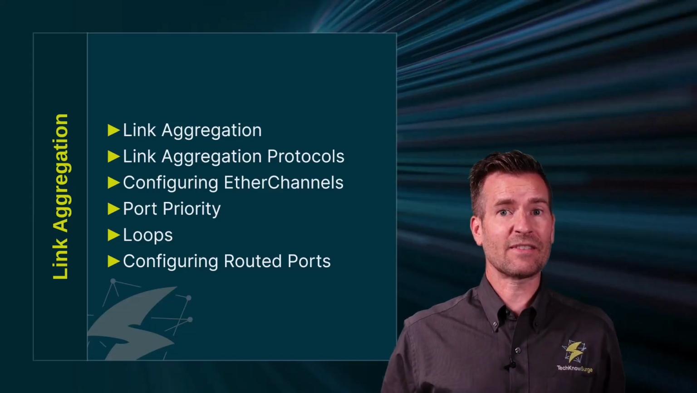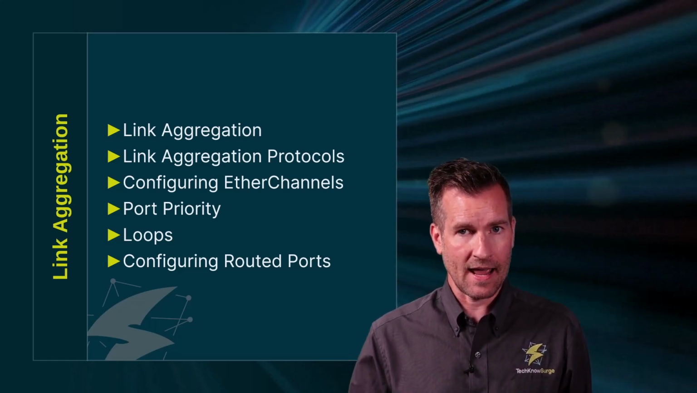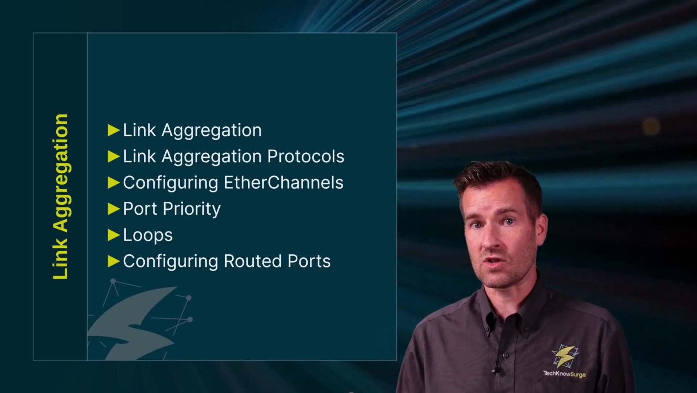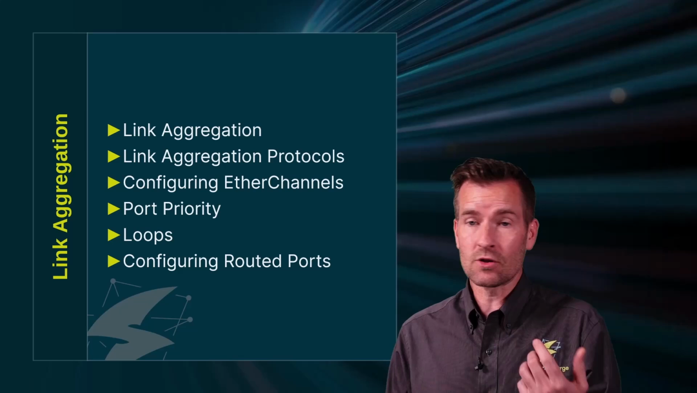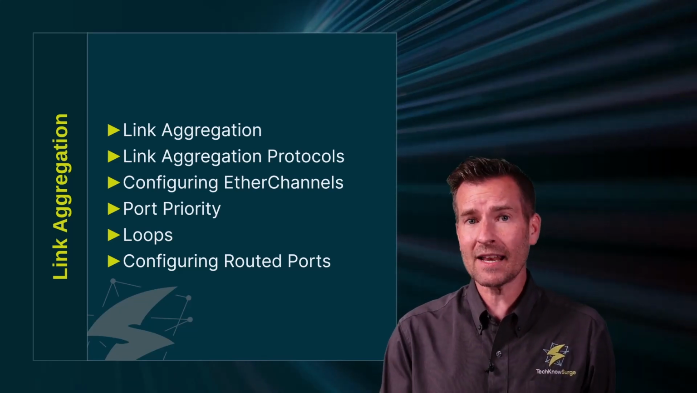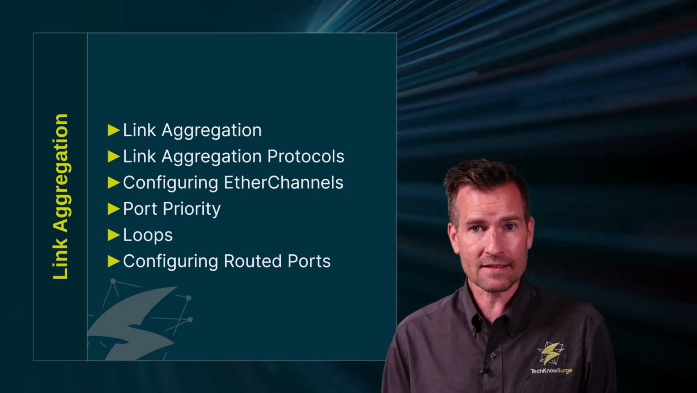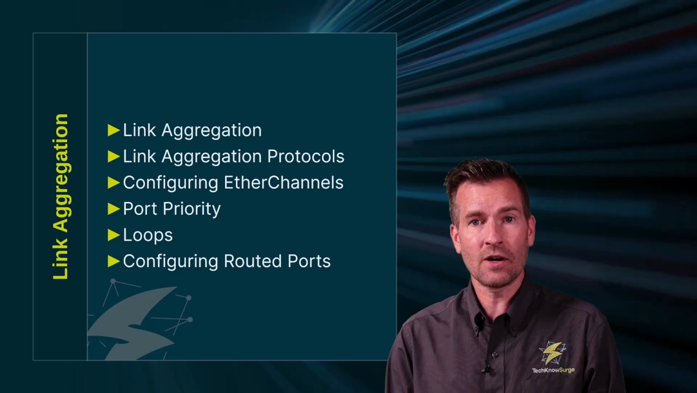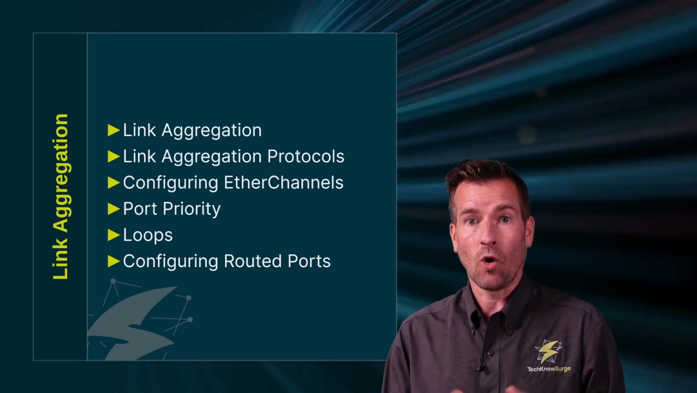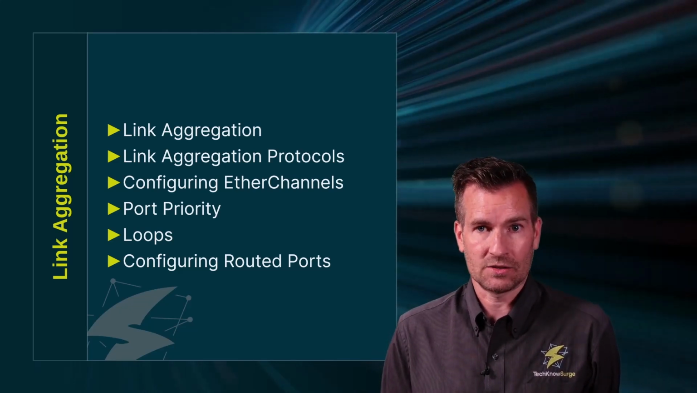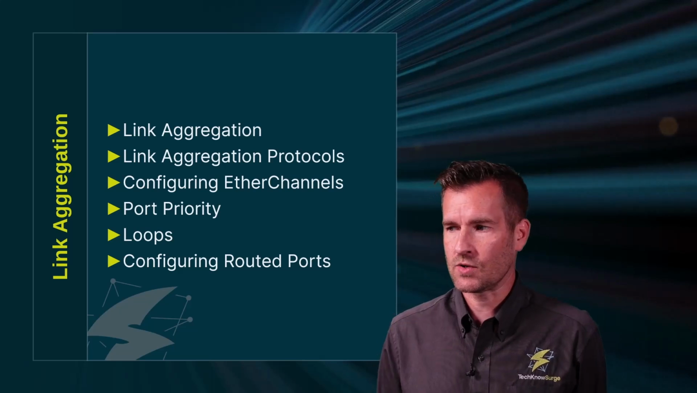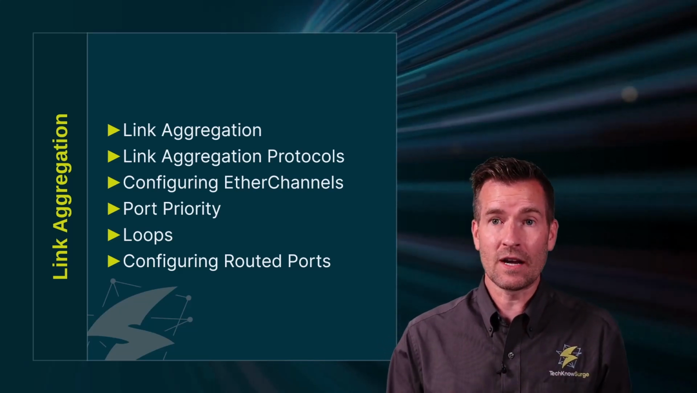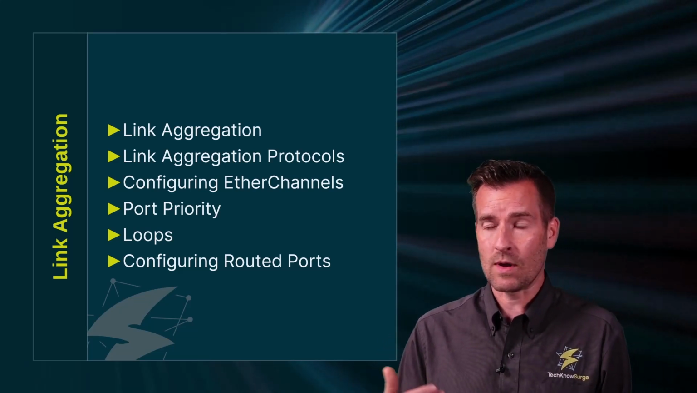We'll kick things off getting into link aggregation, and we'll take a look at what link aggregation looks like. After that, we'll get into different protocols that will automatically configure our links to aggregate them together and create more bandwidth, or create what we call EtherChannels, or at least Cisco calls it EtherChannels. Then we'll get into configuration of EtherChannels and how we would configure it.